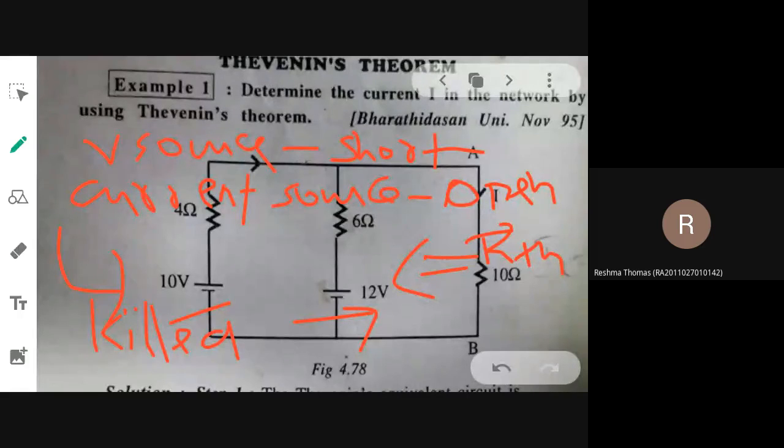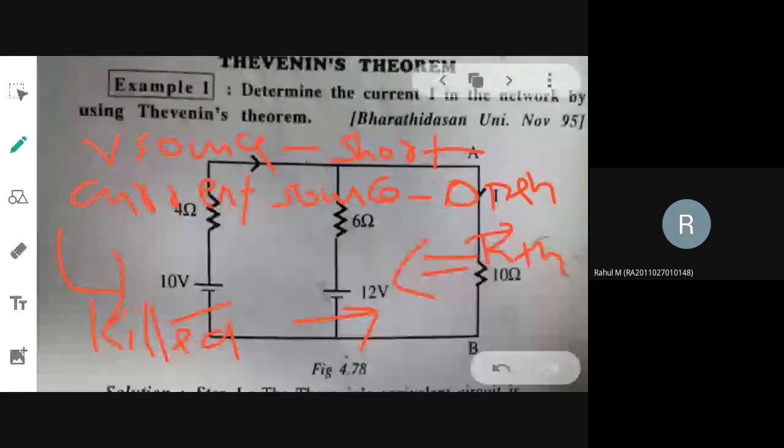First thing is, you will be opening the terminals across which you have been asked to find out the current or voltage. You will find out VOC. Next thing is you have to kill all the sources. Killing sources means voltage sources you have to short, current sources you have to open. Draw the circuit again. Then you will find out R Thevenin by looking from the terminal marking. That is what we have done.